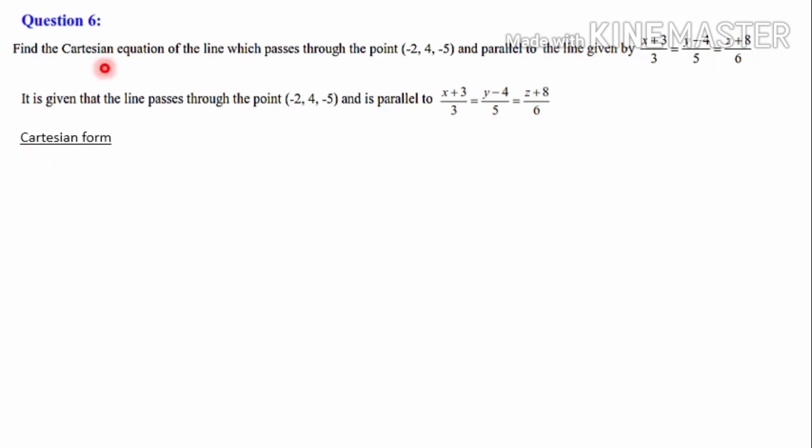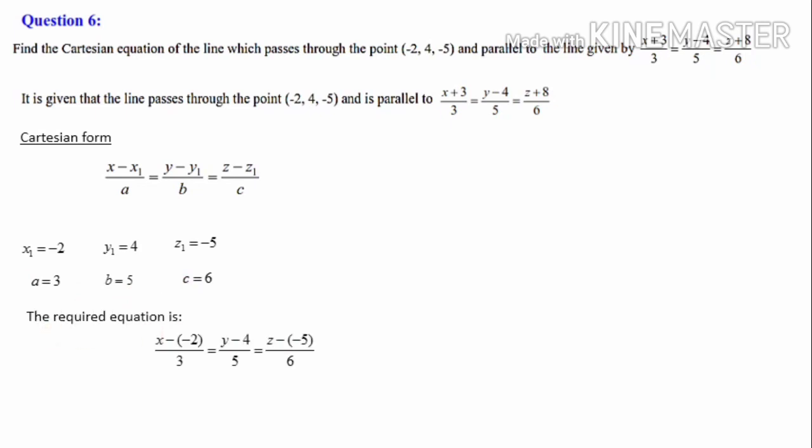Cartesian form we have to write. Cartesian form is x minus x1 by a equal to y minus y1 by b equal to z minus z1 by c. So x1, y1, z1 we will get from here. That is x1 is -2, y1 is 4 and z1 is -5. And here the vector is not given but a line is given to you. Since they are parallel to the line, their direction ratios we can take the same: 3, 5 and 6. That is a is equal to 3, b is equal to 5 and c is equal to 6.